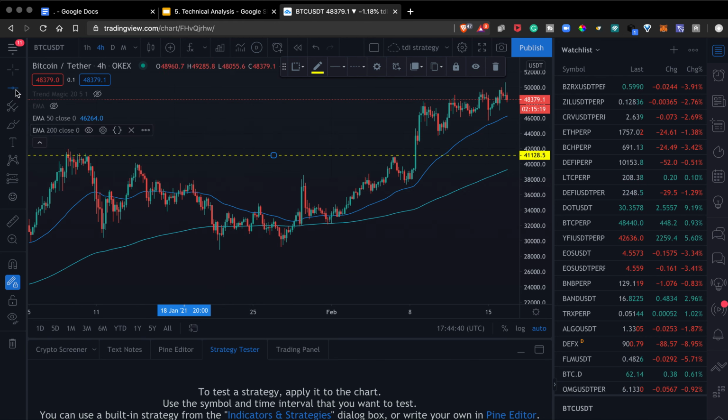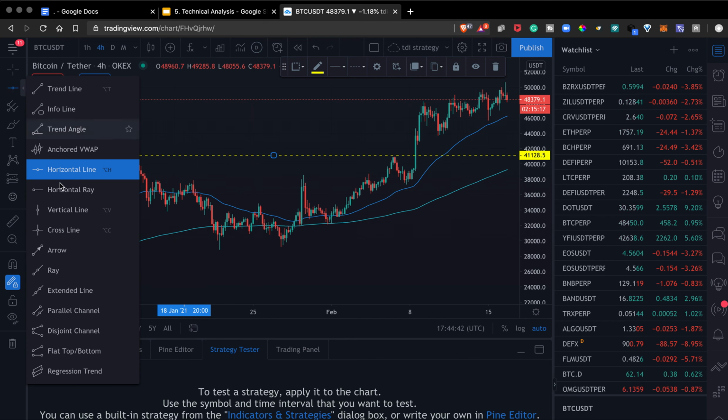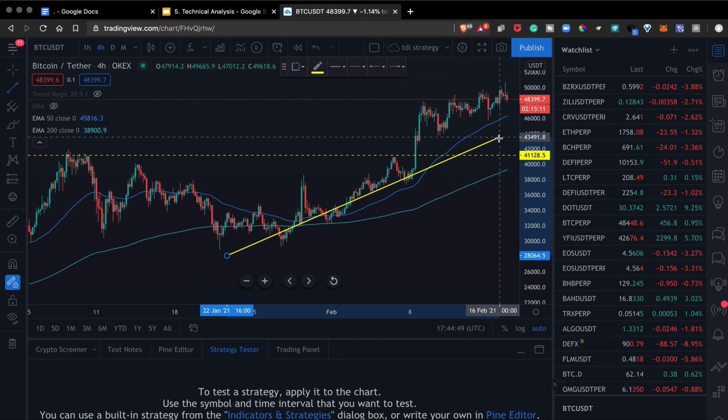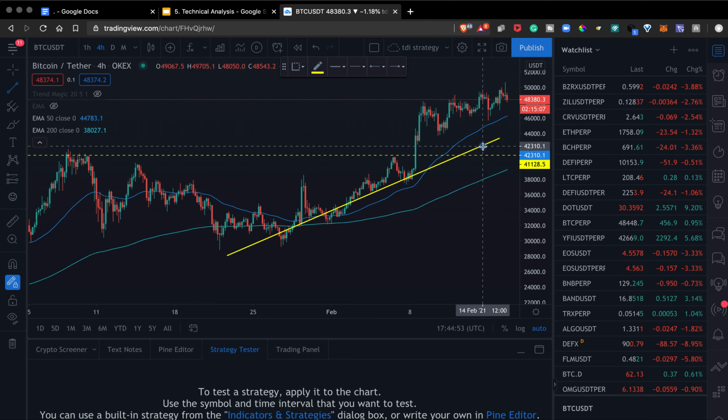You can draw it using trend lines, and you can draw it using your exponential moving average or moving average.